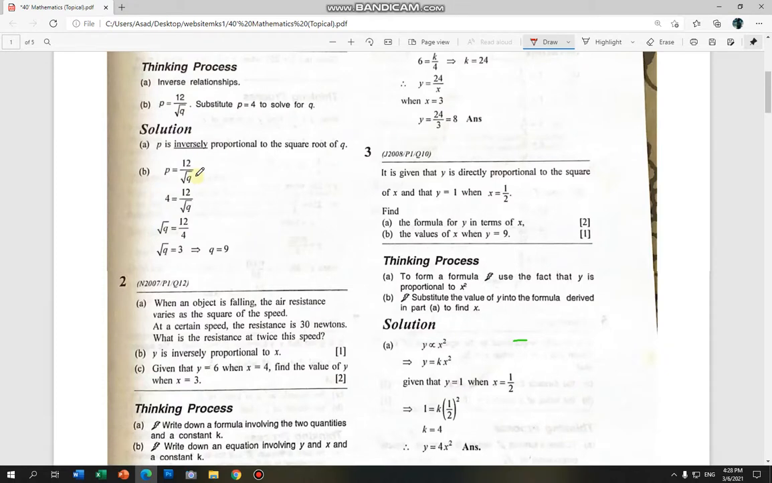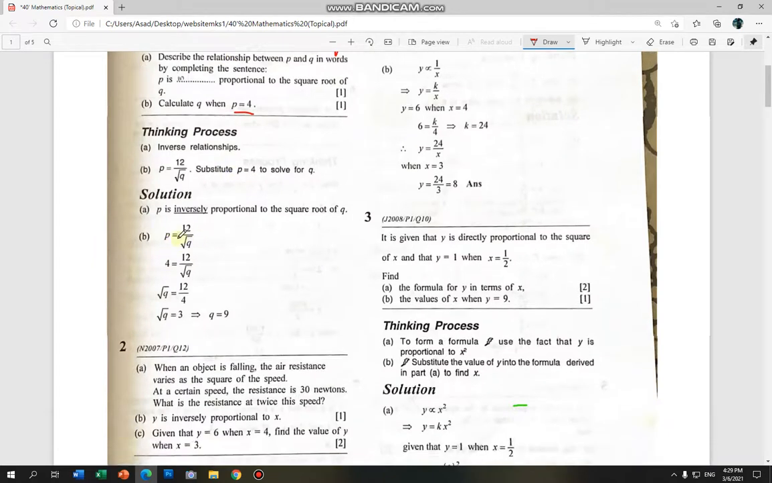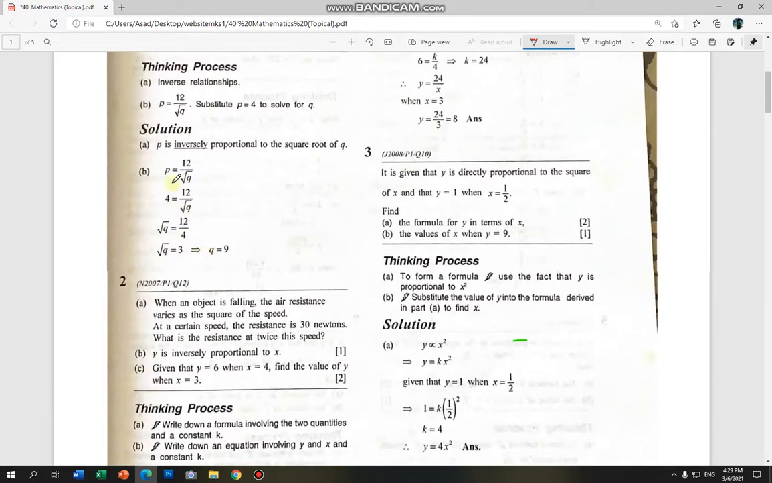So to find the value of Q, put this equation. P is equal to 12 over under root Q. Here P is equal to 4, given. Now you can interchange these two numbers. You can put under root Q here, you can put 4 here with the help of invertendo theorem. Now 4 1 are 4, 4 3 are 12, under root Q is equal to 3.